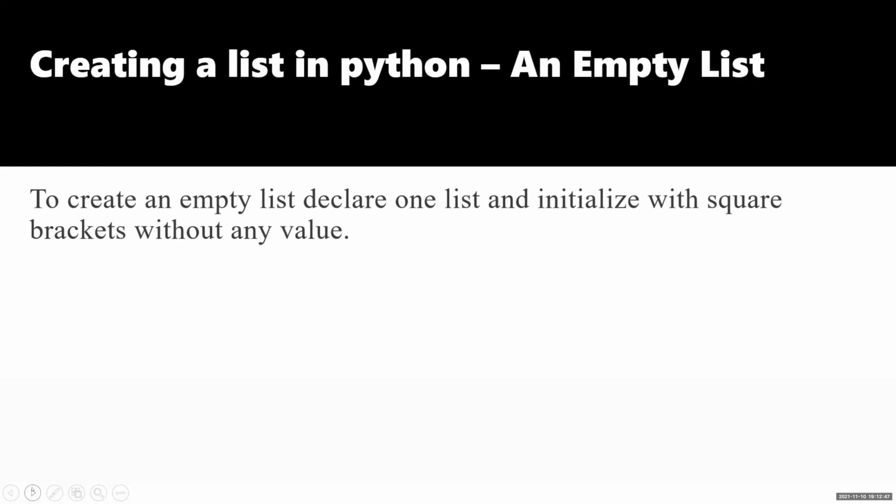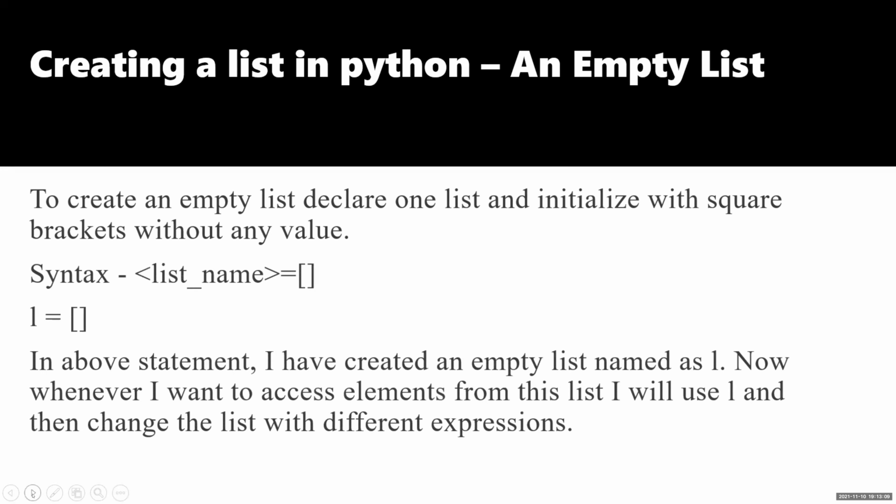As I told earlier, to create an empty list, declare one list and initialize it with square brackets without any value. That is called an empty list, as you can see here. So for L, we are giving an empty list. An empty list is shown here. This is how we can create an empty list named L.